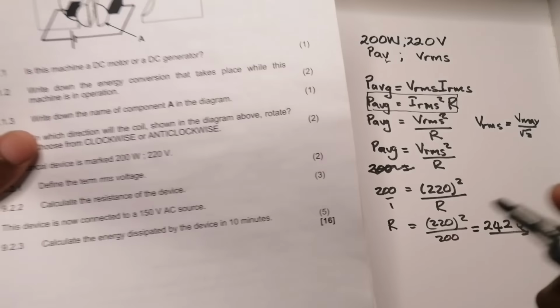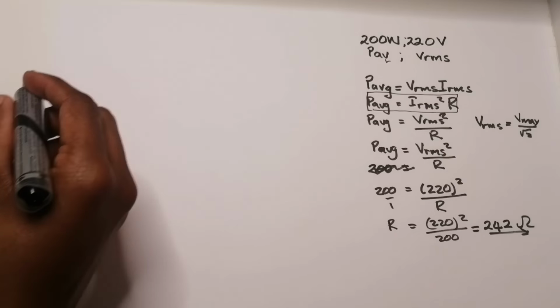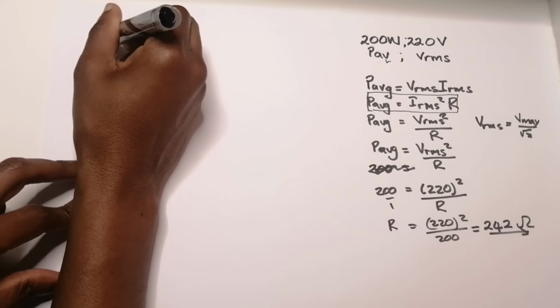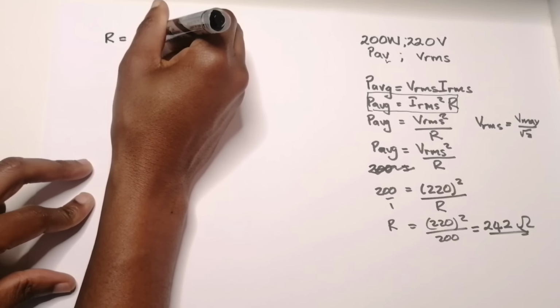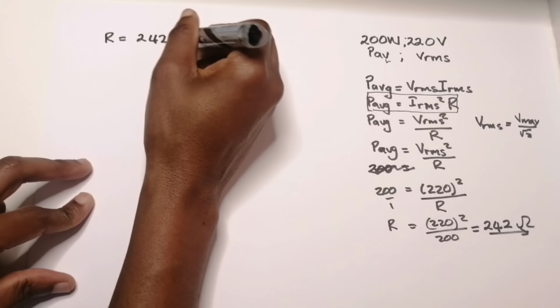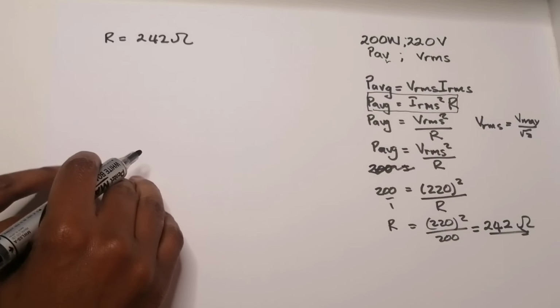Meaning, let me calculate the power first. But what did I have for this question? Remember, I just calculated the resistance. It's still the same device, isn't it? So the resistance of this device remains the same. So I know resistance. My resistance is 242. Please remember that does not change.